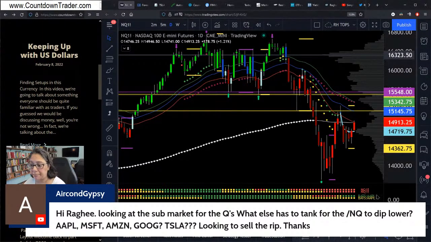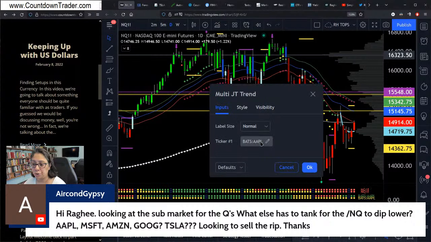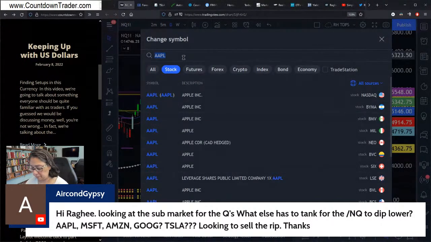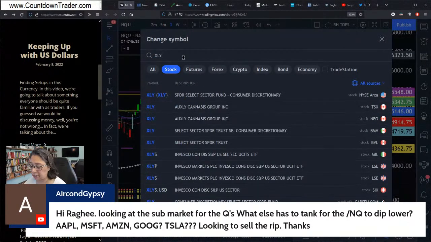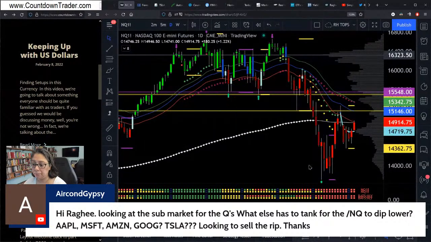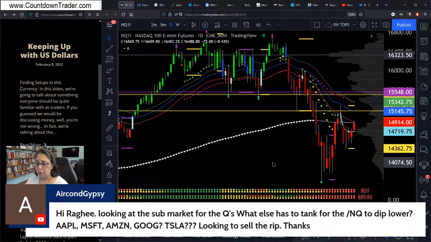What if I were to compare NASDAQ to the XLY, which is something I'm bearish in? Do you see how the NASDAQ is bearish trend, bearish momentum? I'm looking at the very bottom of this chart, by the way. Notice how the NASDAQ is bearish trend, bearish momentum. And the XLY, the consumer discretionary, is also bearish trend, bearish momentum.